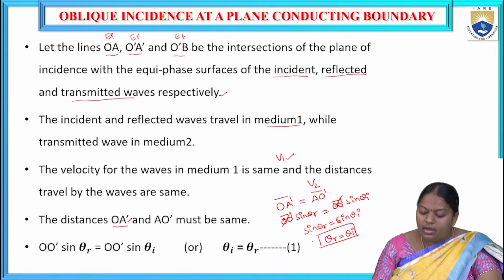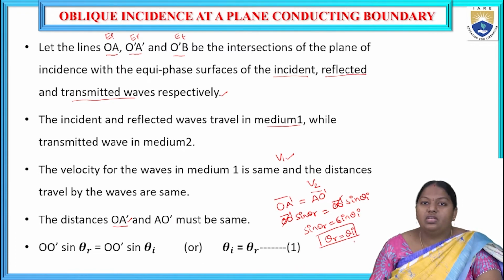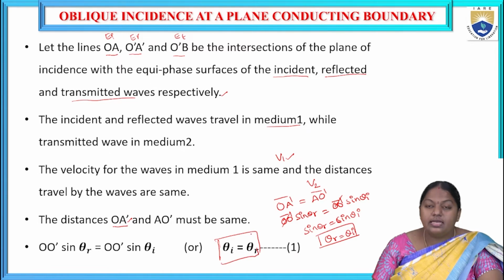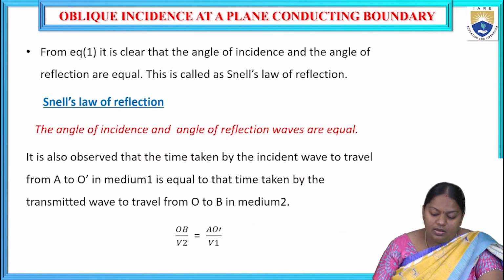Now from this analysis, theta r equal to theta I. So what actually is theta r? This one. The reflected wave making angle theta r is the same as that of the incident wave making angle theta I, right? So theta I equal to theta r. This is called Snell's law of reflection. Okay, so what do we mean by Snell's law of reflection? That we observe here.